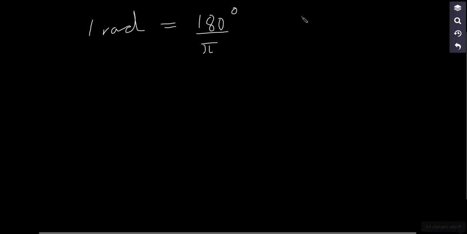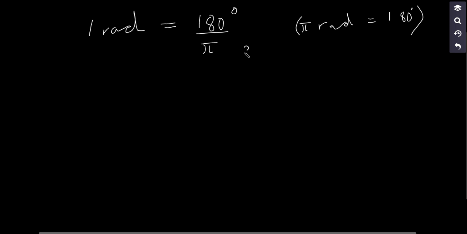So we can say that 180 degrees is equal to pi radian. Now we should remember this: 1 radian is equal to 180 degrees by pi. We derive this from pi radian is equal to 180 degrees. When this goes over here, it becomes division, 180 degrees by pi.